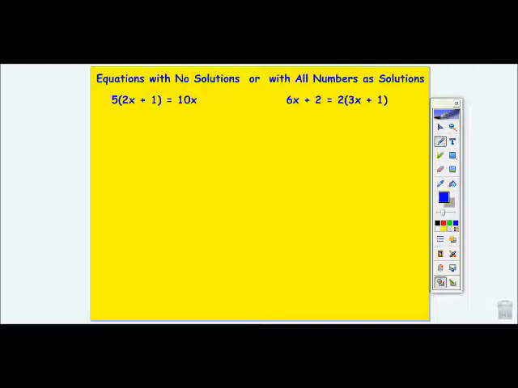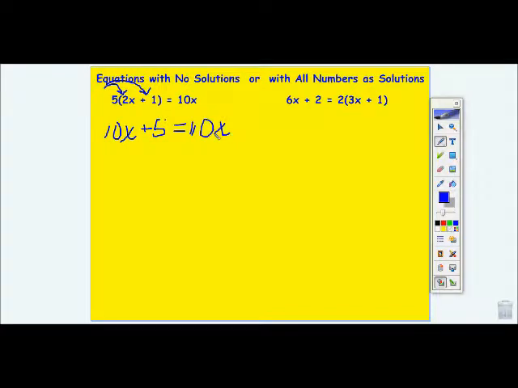Now in 3.3, we're also going to look at sometimes when there are no solutions and when all numbers could make a solution. And I bet these two examples will show us exactly that. So we see some parentheses. We always have to do the parentheses and simplify the sides first. So I'm going to distribute my 5. So 5 times 2x equals 10x. 5 times 1 equals a positive 5. And then we have 10x here on this other side.